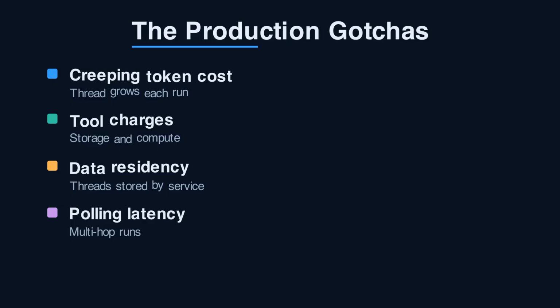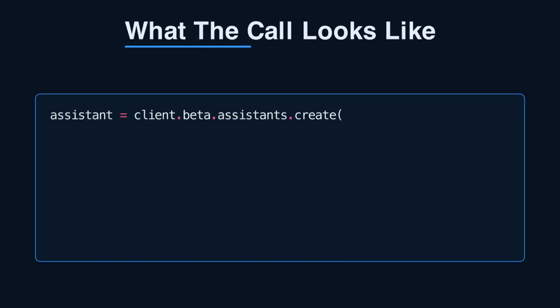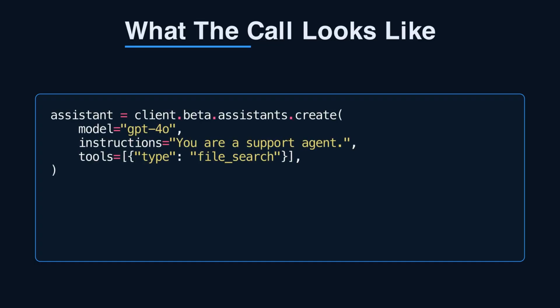Third, threads live in the service, so you have data residency and retention questions to answer, and there's no built-in vector store you fully control. Fourth, latency is less predictable because you're polling a run that may take several tool hops. And historically, the Assistants feature has moved through preview, so pin your API version and check the current Azure docs before committing. To make the difference concrete, here's the Assistants flow in Python.